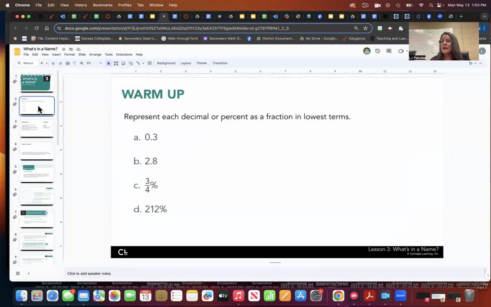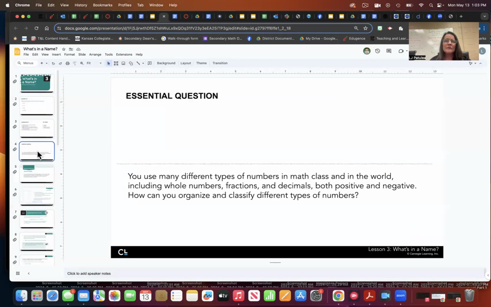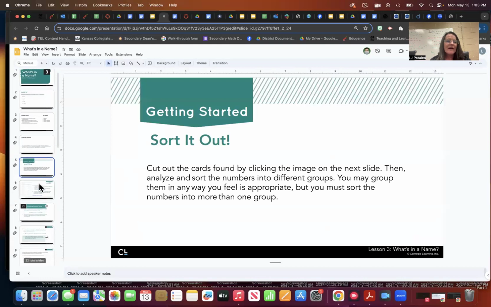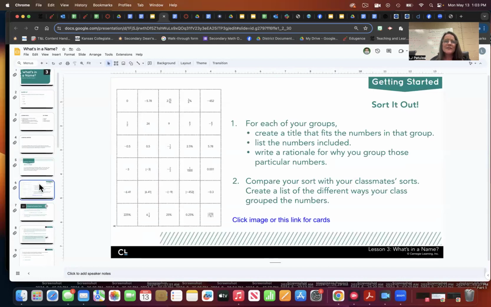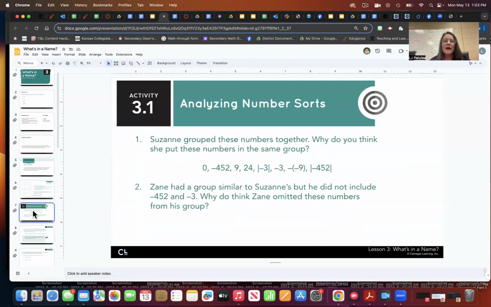They come up with a warm-up, the learning goals and key terms, an essential question for the unit, and then they have some type of an activity. So for this activity, you would want to click this link here. See if I can find it. There it is. Click the link and you'll get the card sort to print out that you can cut for your students. Then we've got some questions.